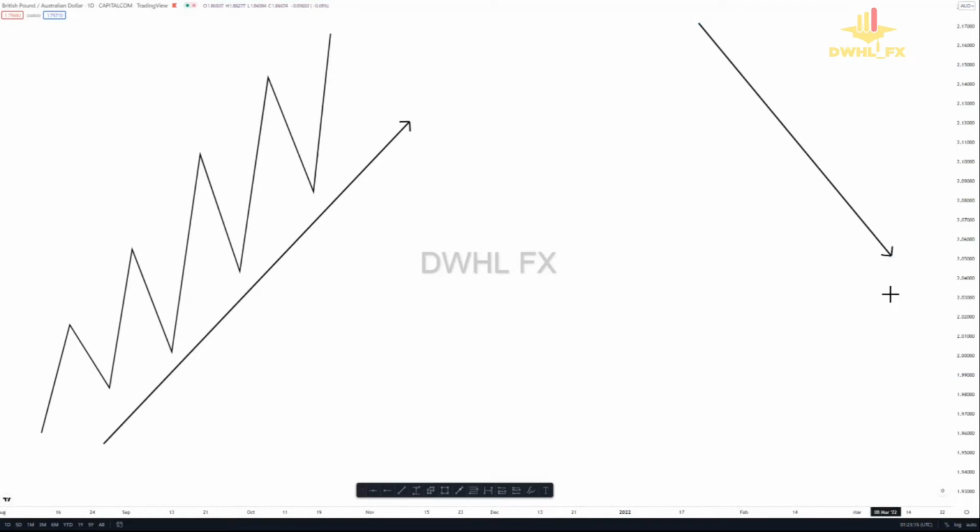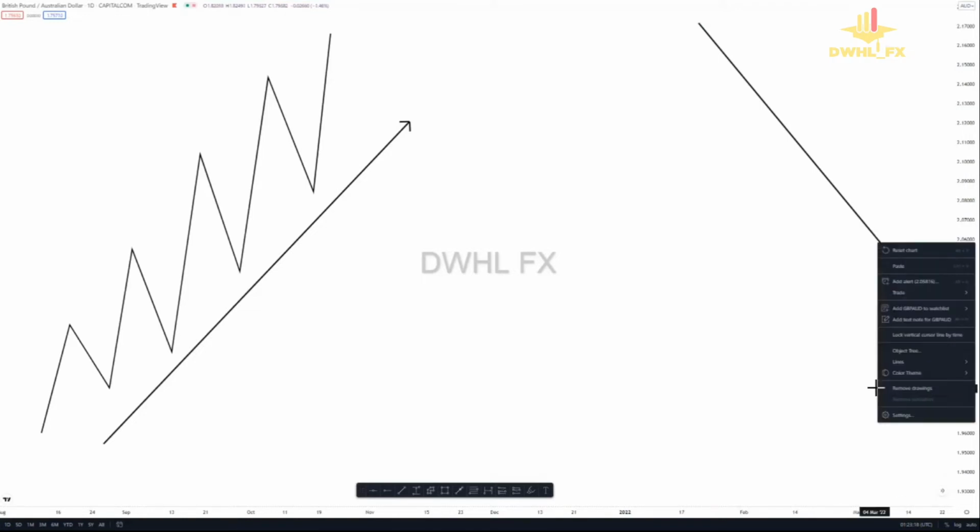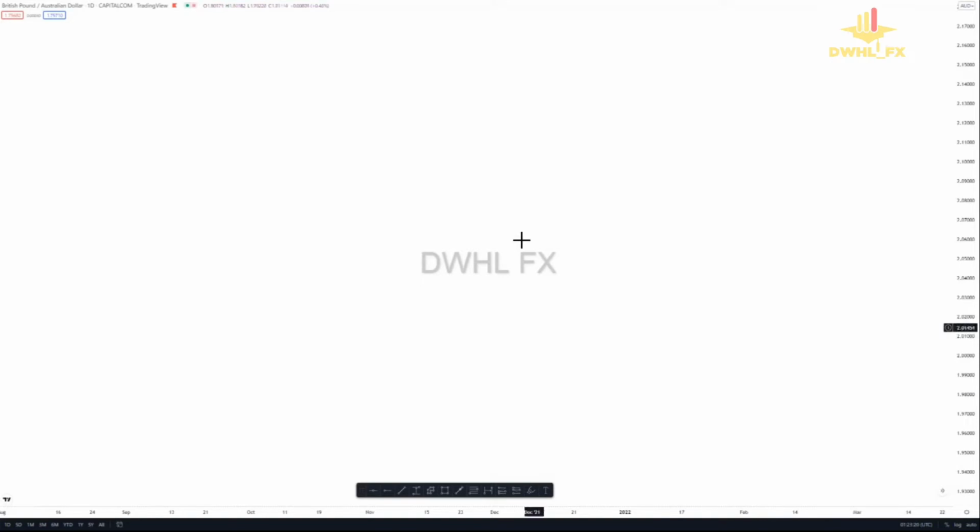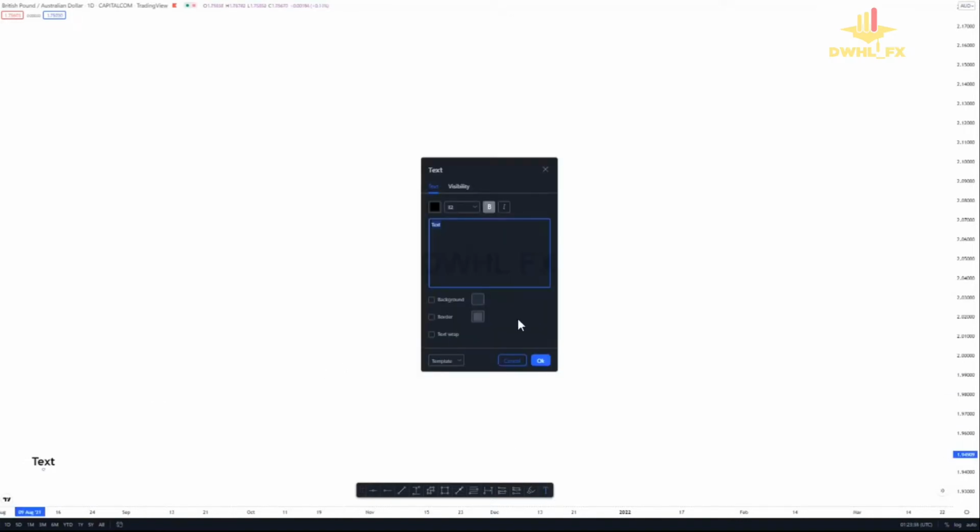So I'll be going deeper. First of all, let's break it down. We'll start with a bearish market, or a bearish structure. Sorry, we'll start with a bullish structure. All right, a bullish market structure.